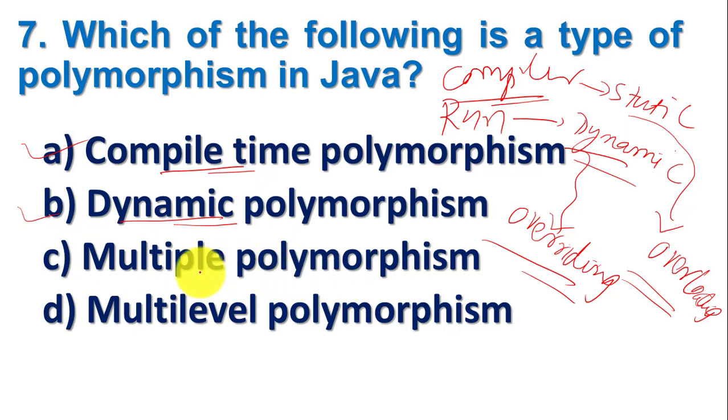Multiple polymorphism, no, there is no such thing. Yeah, there is inheritance, multiple inheritance, but C option is nowhere possible. Multi-level is also a type of inheritance, not a polymorphism. So D is also a wrong answer. Here you have A and B both as a right answer. Normally you will not be given two right answers in your test, but here A and B both are right answers.